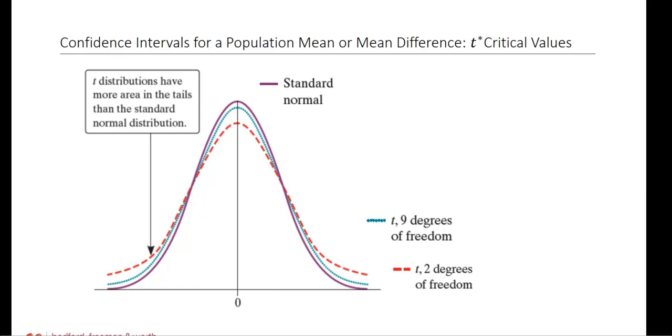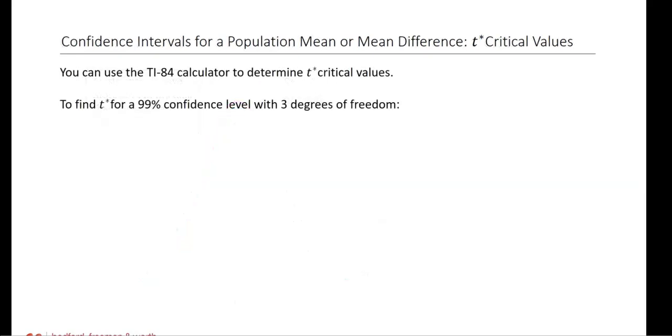So you notice we've been calling them 1 prop z interval, 2 prop z interval, 1 prop z test, 2 prop z test. Intervals for proportions are always z curves, so the normal curve. With means, typically, I think always, they're going to be the t-curve. So we use a slightly different curve when we use that. So we can find the t-critical value for 99% with 3 degrees of freedom.